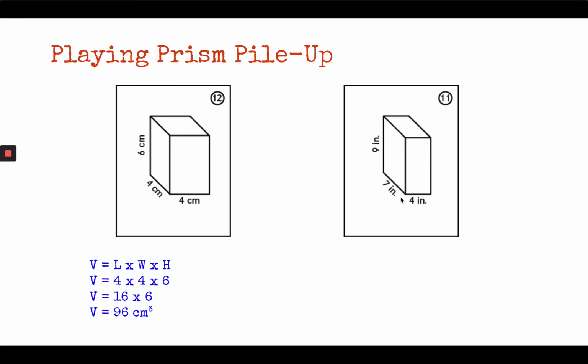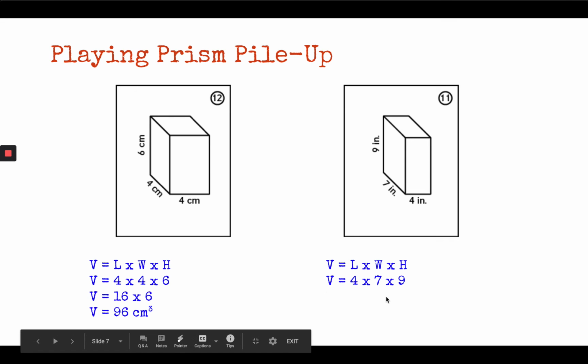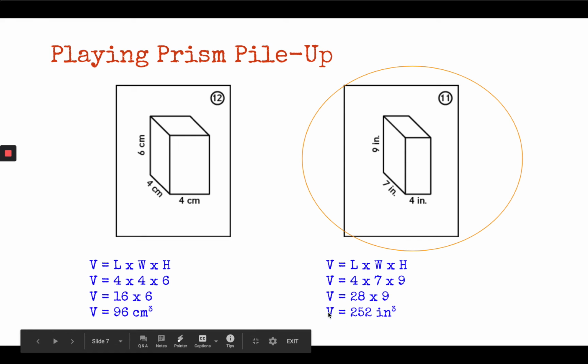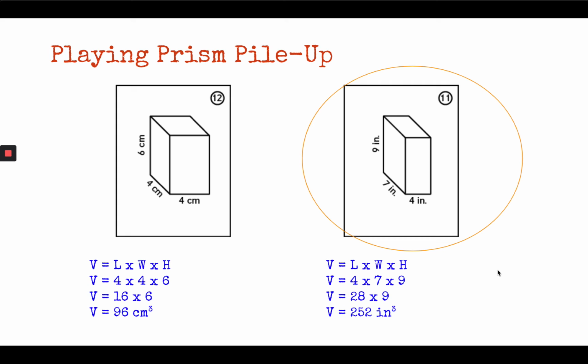Going over to card 11, I know I'm going to do 9 times 7 times 4. Again, it can be any order. 4 times 7 is 28. So we would do 28 times 9. 252 inches cubed. So which would be the winner? Card 11. This volume is larger than this. Okay, so whichever has the larger volume wins.